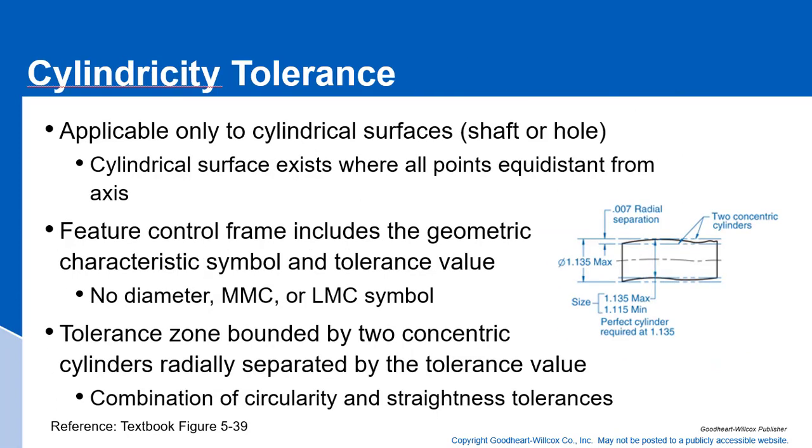Here is a circularity tolerance applicable to cylindrical surfaces, a shaft or a hole. Cylindrical surfaces exist when all points are equal distance from an axis. The feature control frame includes the geometric characteristic and the tolerance value, with no diameter symbol for these at all, and the tolerance zone is two concentric cylinders radially separated by the tolerance value.